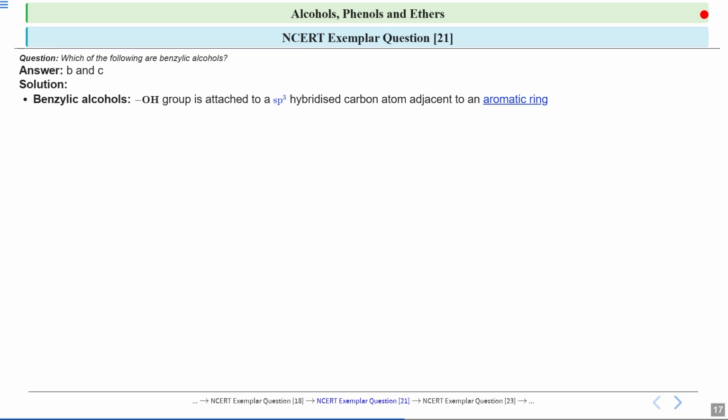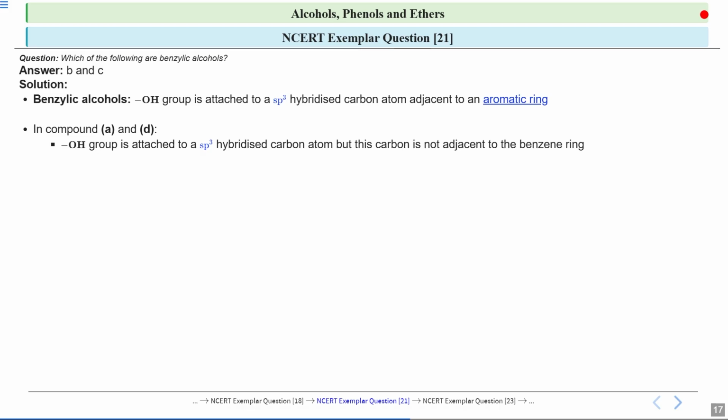The carbon to which your OH group is attached is an sp3 hybridized carbon, and that carbon atom is adjacent to an aromatic ring. So these two things you need to remember: it should be an sp3 hybridized carbon and that carbon should be adjacent to an aromatic ring. So if we look at compounds A and D, in A and D the OH group is attached to an sp3 hybridized carbon. So the first condition is satisfied. But that carbon atom is not adjacent to the benzene ring.